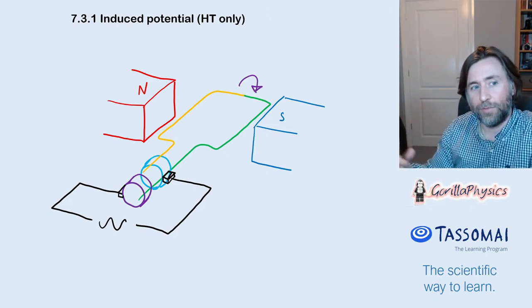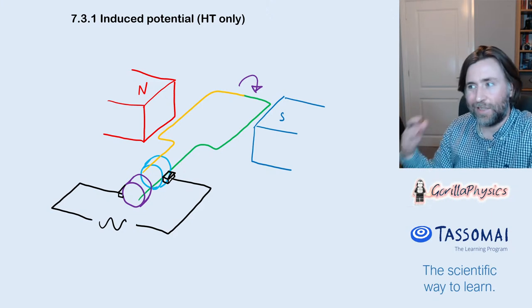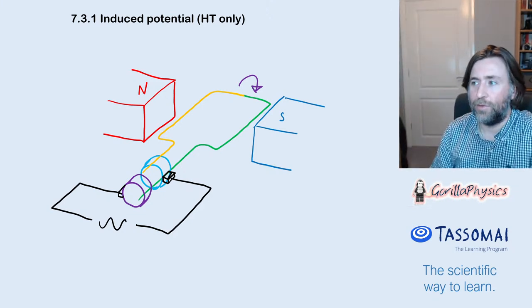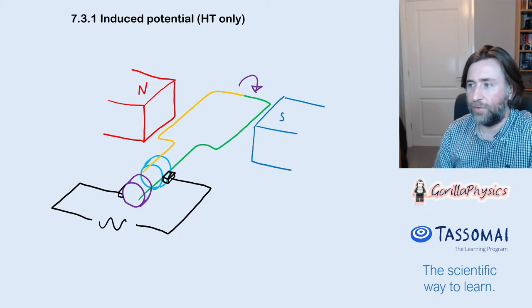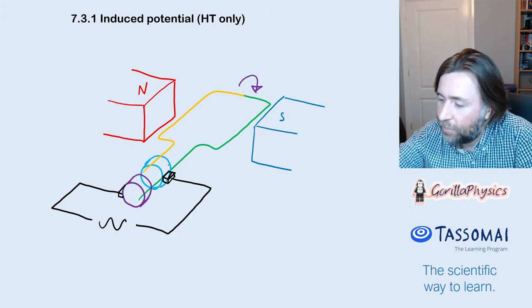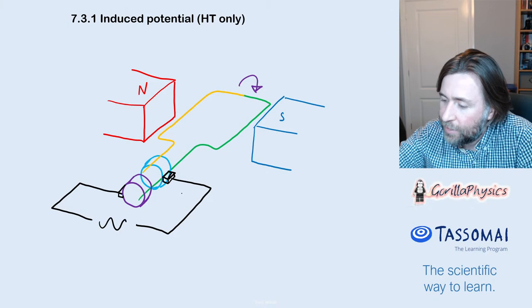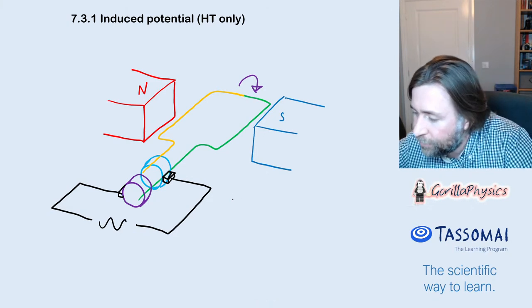Now, when a conductor moves through a magnetic field, and it has to be moving, it has to be a changing magnetic field, when a conductor moves through a magnetic field, you induce a current or induce a potential difference in it. Now, this is slightly different because instead of having a split ring commutator, we have this apparatus here. And this is what we call slip rings.